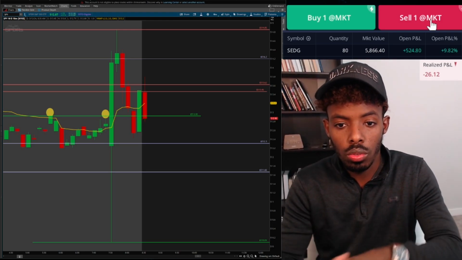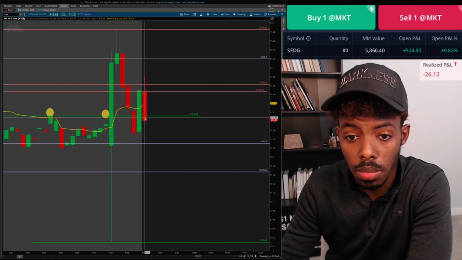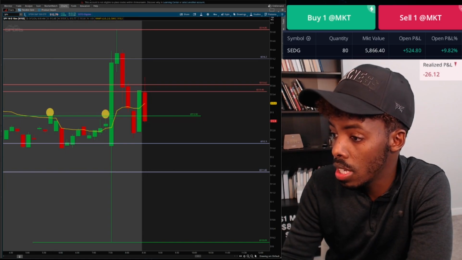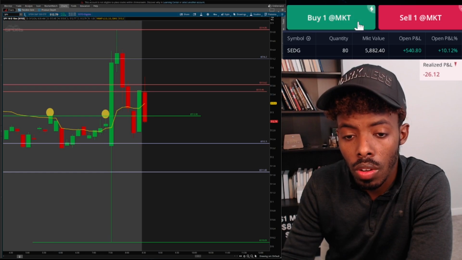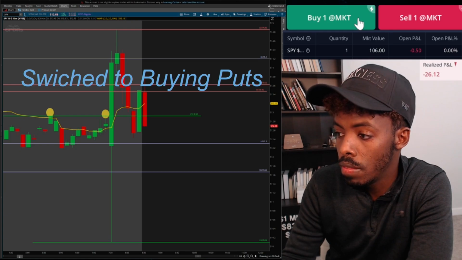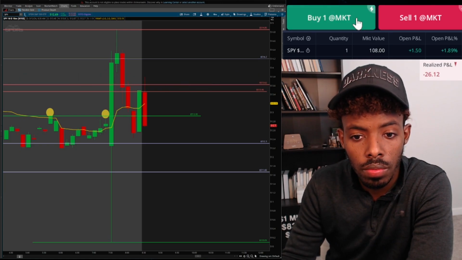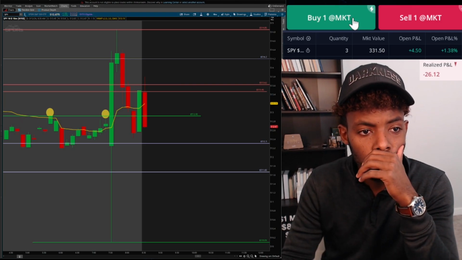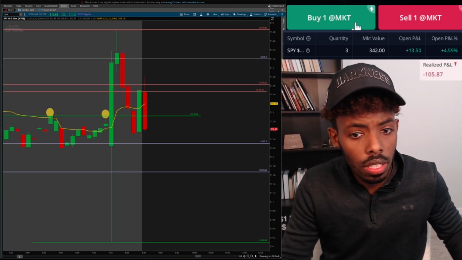All right, cool. So this spot is of course the rejection spot. So we have to enter on the other side now. Let's go ahead and do that since it went below it. I'm gonna go ahead and refresh our loss here. 105.